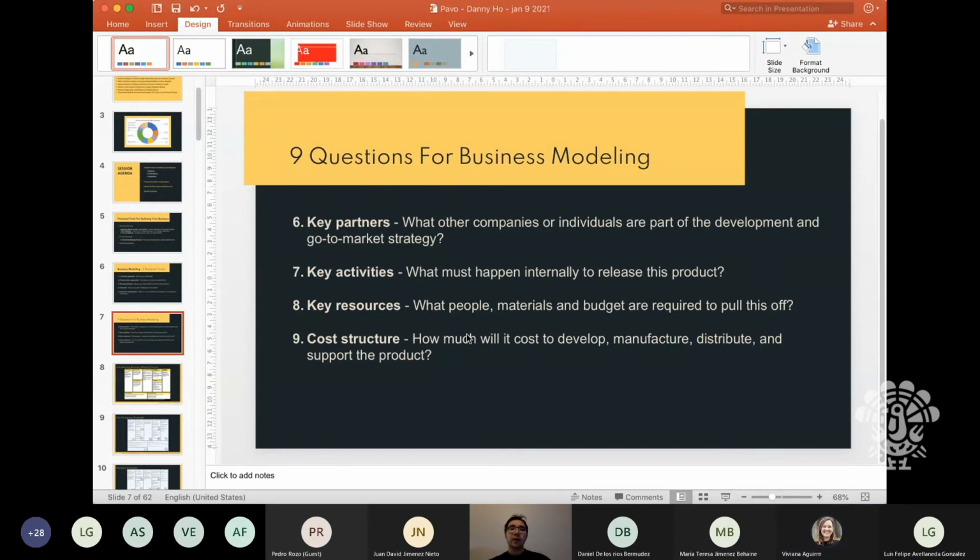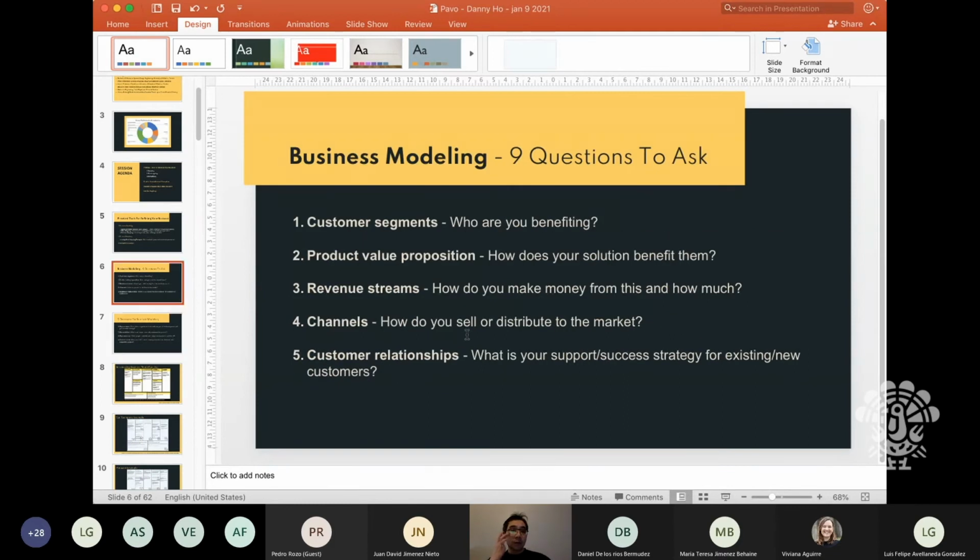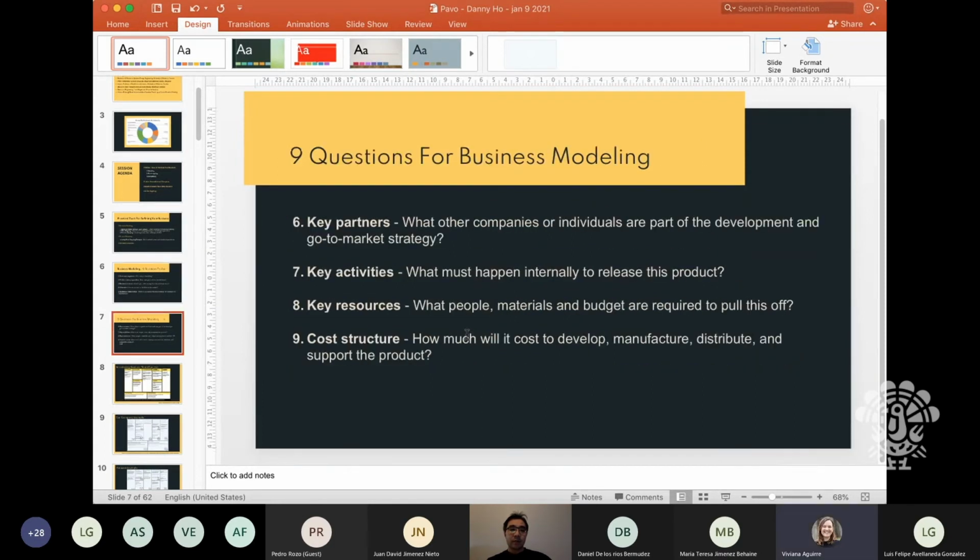Yep. Okay, so those are the 9 points I was making. I can review them just very quickly. So your customer segments, your value proposition, your revenue stream, your channels to market, and your customer relationships, right? Okay. The last 4 were your key partners you work with, the activities in your business to run your business, the resources for your business, and finally the cost structure. Okay.